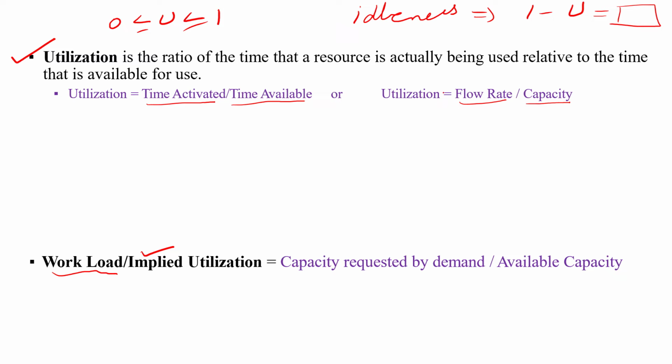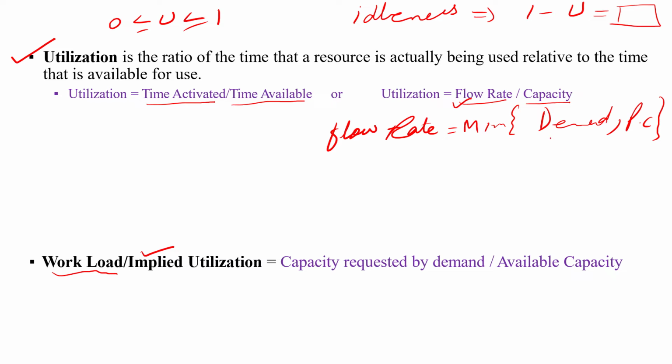The flow rate basically depends on two things: whether the system is a demand constrained system or a capacity constrained system, because the flow rate is equal to the minimum of demand or process capacity. If the demand is less than the process capacity, the flow rate would be equal to demand, which means the system is a demand constrained system. If the process capacity is less than the demand, then the flow rate would be equal to the process capacity, and the system is a capacity constrained system.